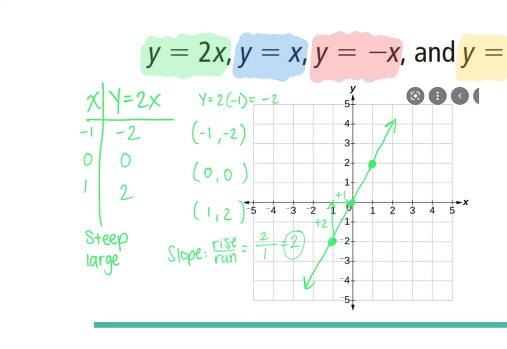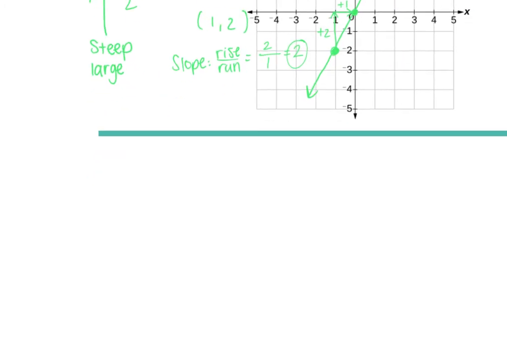Blue? Oh, yeah, blue. So let's make our chart of x values and y equals x, okay? X is going to be -1, 0, and 1.